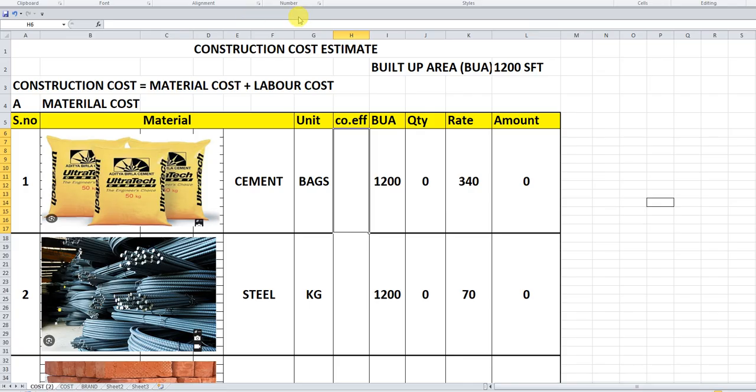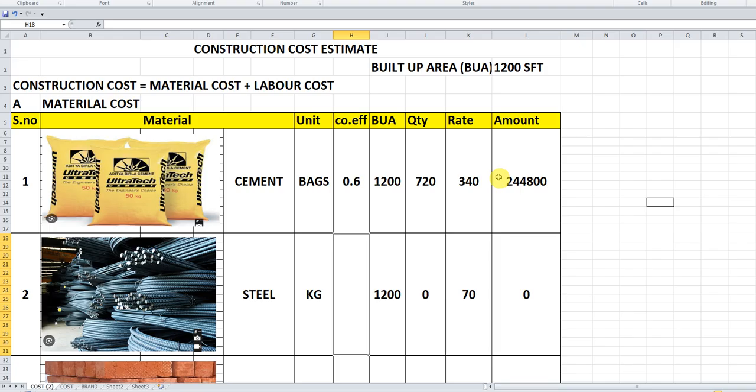Construction cost estimate. Built up area is 1200 square feet. It's a 2 BHK, so 2 bedrooms and 2 toilets are considered. Construction cost is material cost plus labor cost. This is a direct cost. So we will take the material cost. The first item we are taking is cement. Cement in bags is the unit, and I am taking the coefficient as 0.6. Built up area is standard, 1200 square feet.